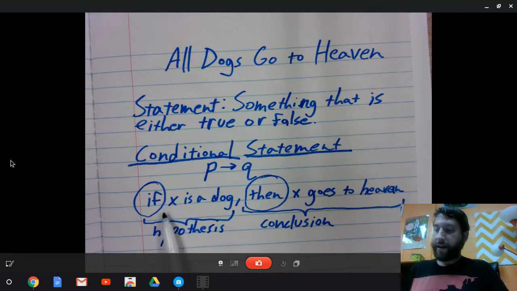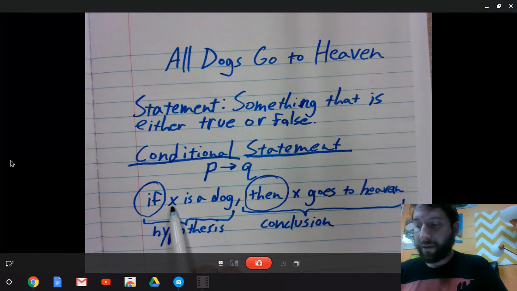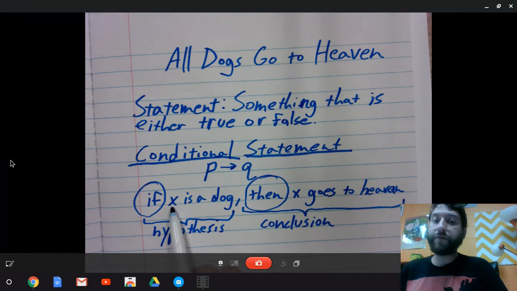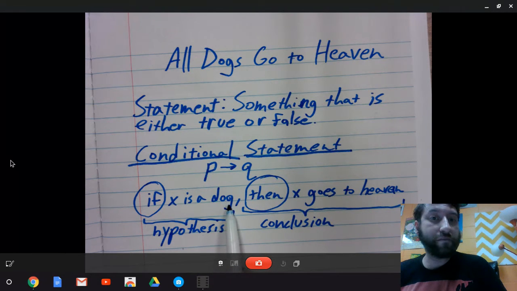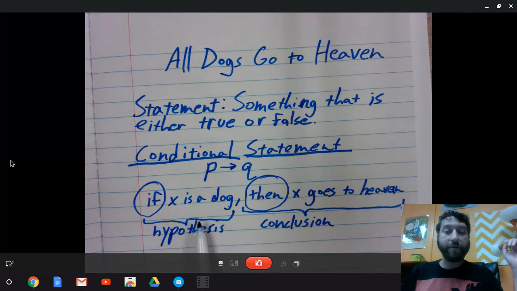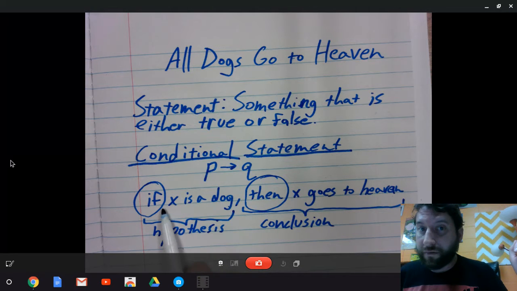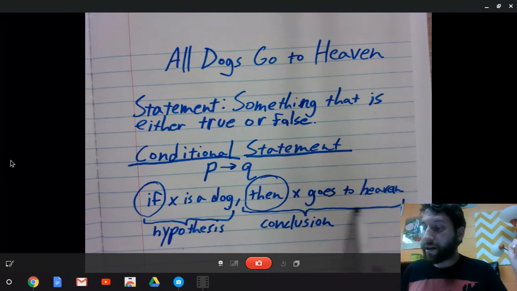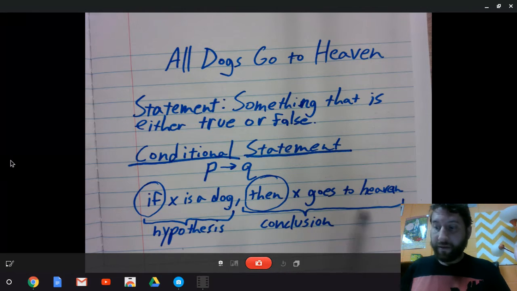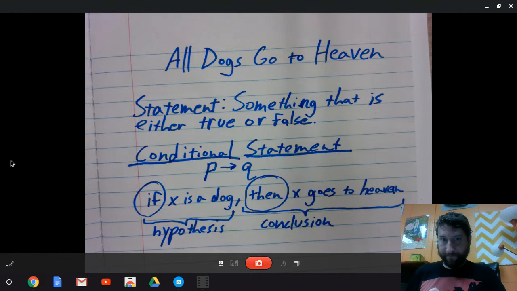So if X, and X can be anything, it could be a house, an elephant, whatever. But now it says if X is a dog. Okay, well that narrows it down. So I'm not talking about houses or elephants. I'm talking about dogs. So if something is a dog, then it's also true that that dog goes to heaven. So if and then, that's a conditional statement. P implies Q.